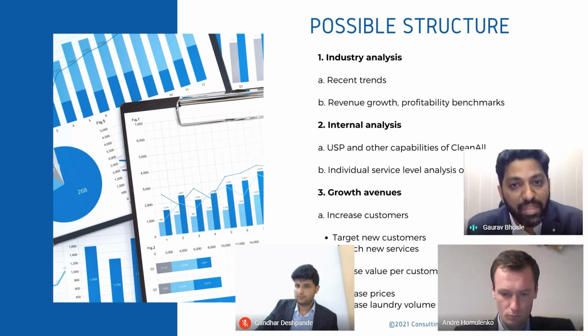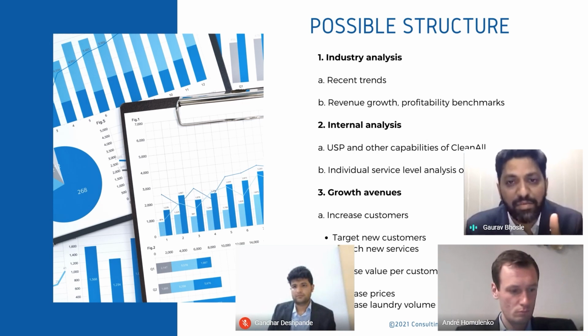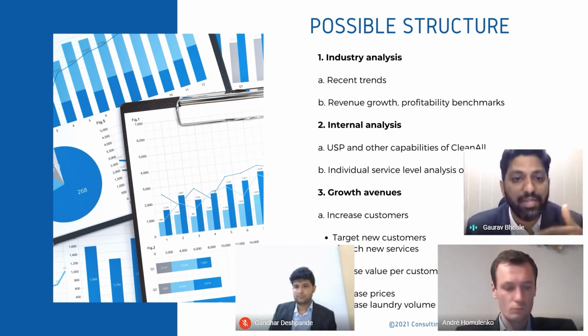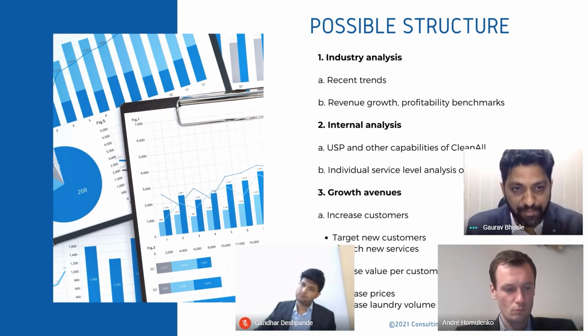Thirdly, under growth avenues, we'll divide it into two. One, increasing customers, and secondly, increasing value per customer. This is a standard split. And increasing customer, we'll look at one, targeting new customer or launching new services. Increasing value per customer, in which we'll talk about increasing prices and increasing the laundry volume per customer.